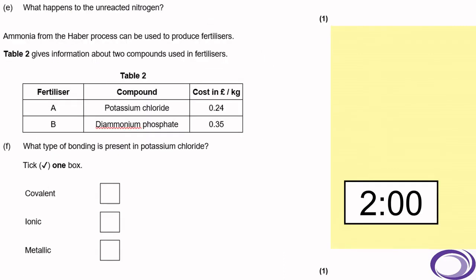So the next question, what happens to unreacted nitrogen? Then ammonia from the Haber process can be used to produce fertilisers. Table 2 gives information about 2 compounds used in fertilisers. So we've got compound A, which is potassium chloride, and compound B, which is diammonium phosphate, and their cost in pounds per kilogram. What type of bonding is present in potassium chloride?